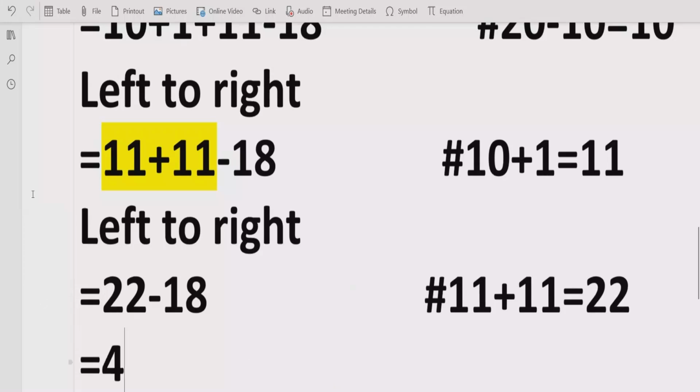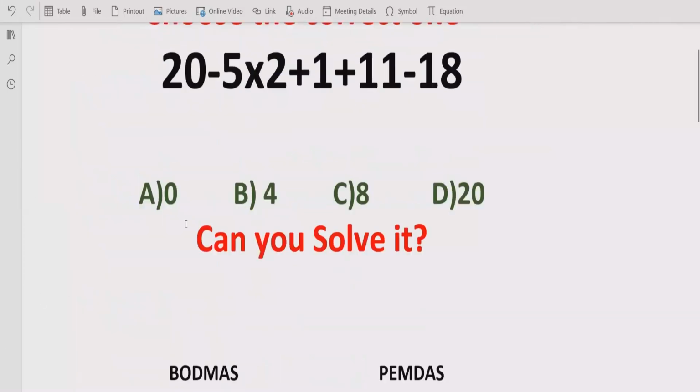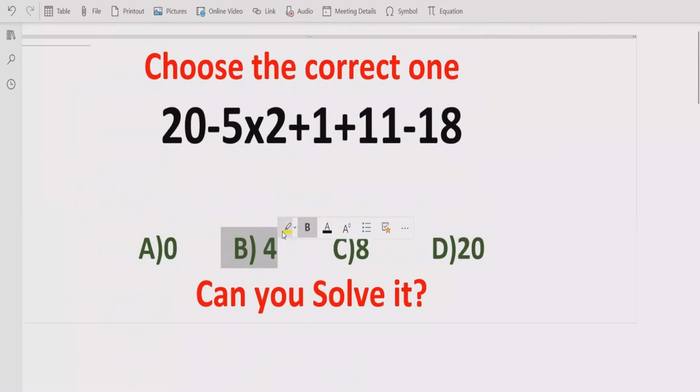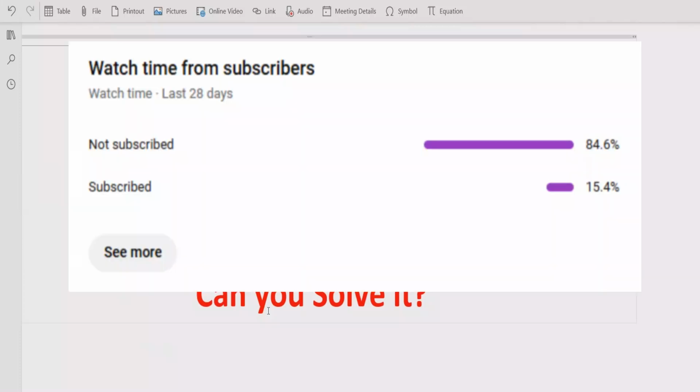So the answer of the given expression, if you see the answer list, is B, which is the correct answer of this expression. I hope you understand how you can solve the given expression using the PEMDAS and BODMAS method and find the correct answer.